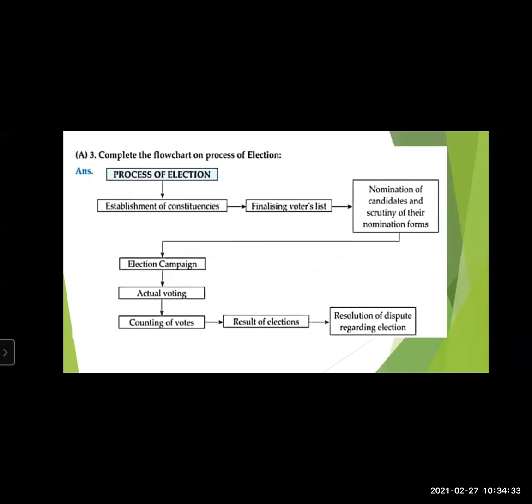Then the flowchart on the process of election. You can use the exact way given in the textbook, or you can do it in this way also. The first step in the flowchart is establishment of constituency, then finalizing the voters list, then nomination of candidates and scrutiny of their nomination forms. Then comes election campaign, then actual voting, then counting of votes, then the results of elections, and at the end resolution of disputes regarding election.